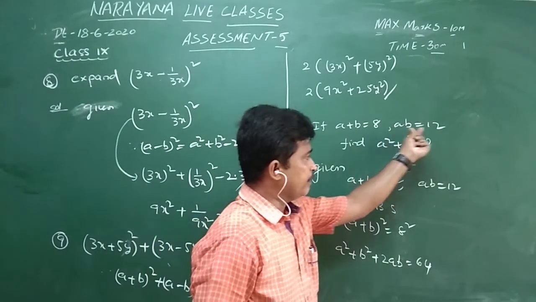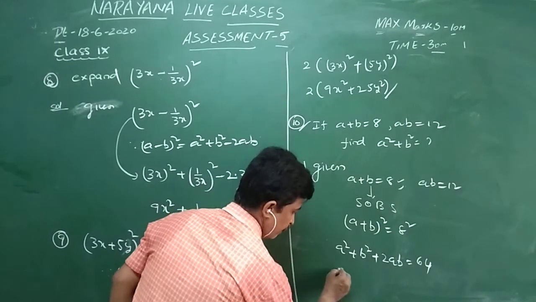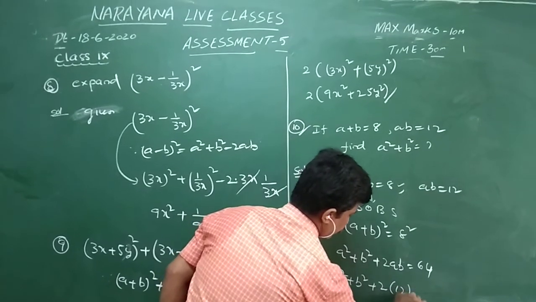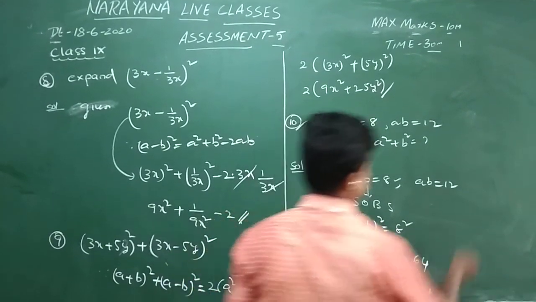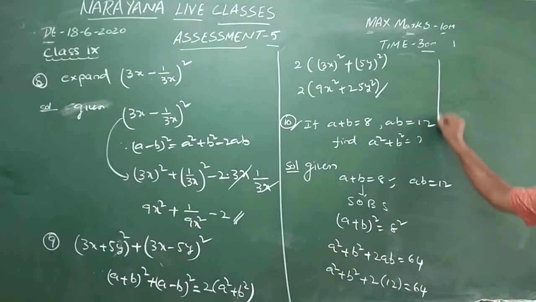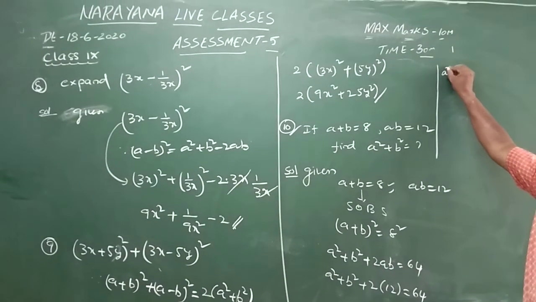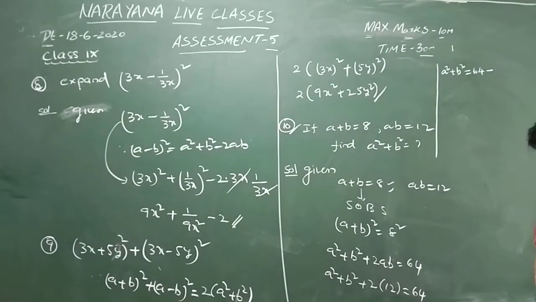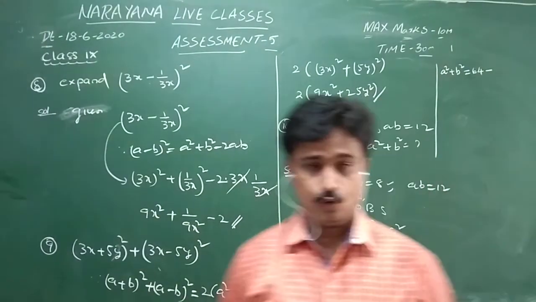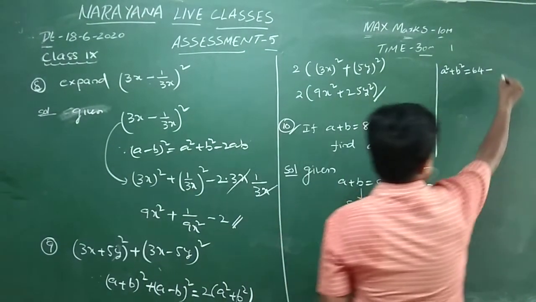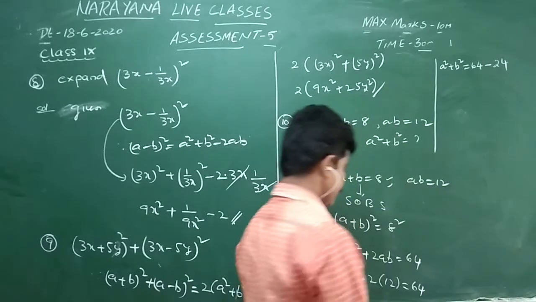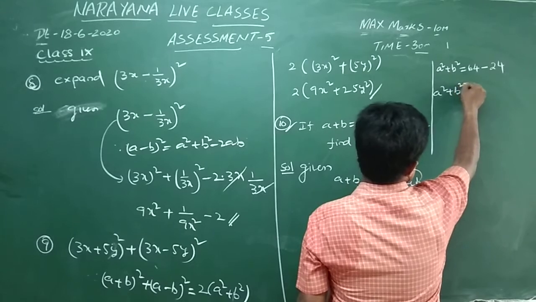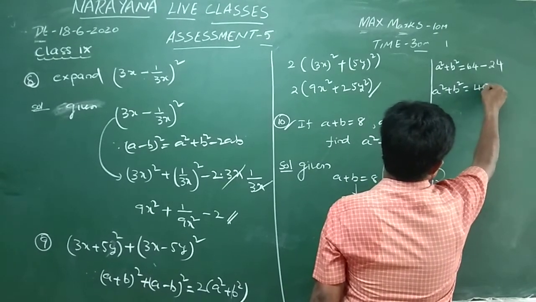Already in the given data, ab is equal to 12. Substitute 12 here. Therefore a square plus b square plus 2 into 12 is equal to 64. Therefore, finalizing here, a square plus b square is equal to 64 minus 12 into 2, which is 24. 64 minus 24. Okay, therefore a square plus b square is equal to 40.